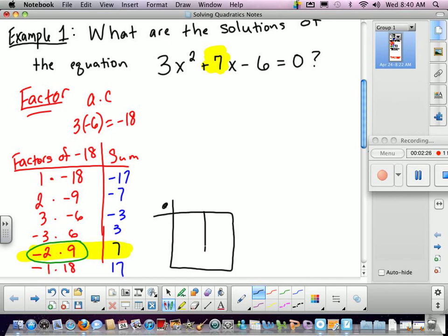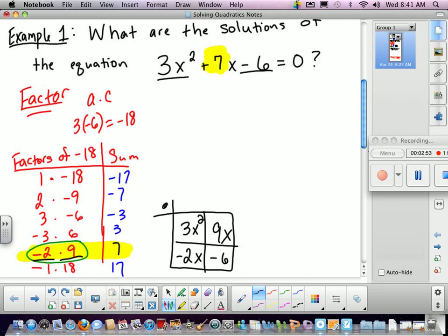Inside the box, we'll start out with our 3x squared in the top left corner, and then negative 6 in the bottom right. Instead of putting 7x, we're going to put the two factors that make up the 7x in the other two boxes. So we would put negative 2x, which comes from right there, and then we would also put 9x.